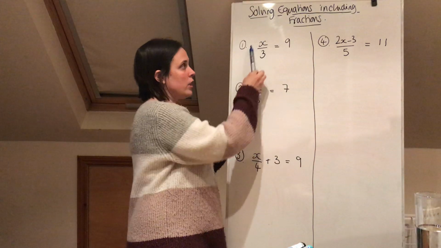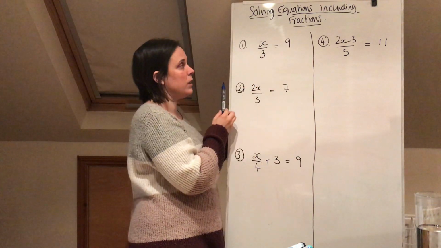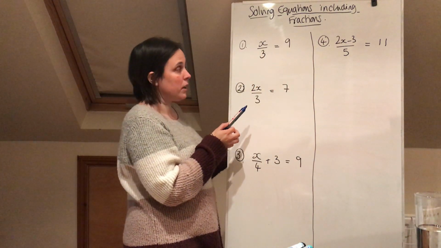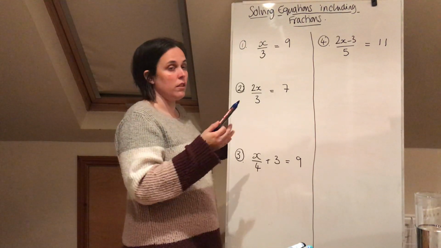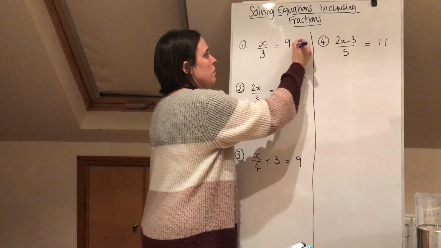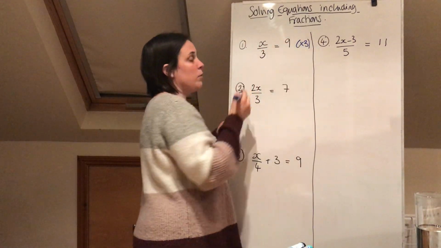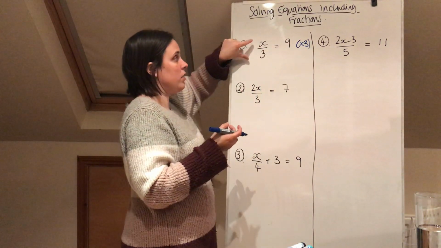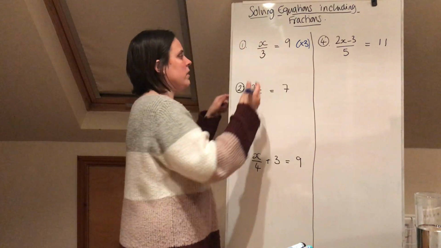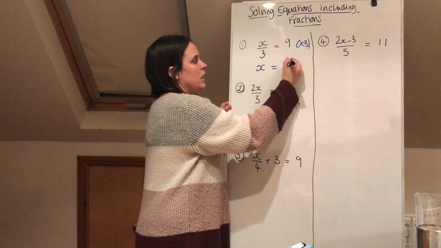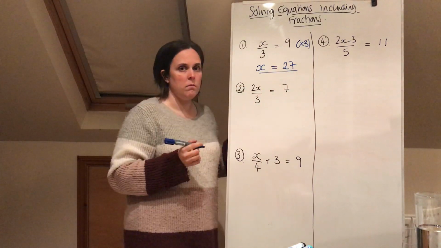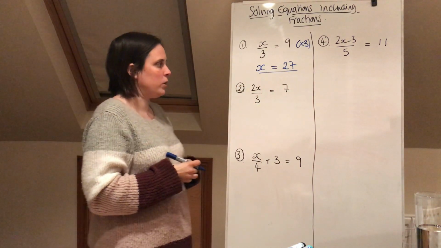But in this case, we've only got the fraction here to deal with, so we have to undo that process. So x divided by 3 is equal to 9, so we just do the inverse operation, which is to multiply by 3. And we multiply both sides by 3, so x divided by 3 multiplied by 3 just gives me x, and 9 times 3 is 27. Okay, so that one's nice and straightforward.